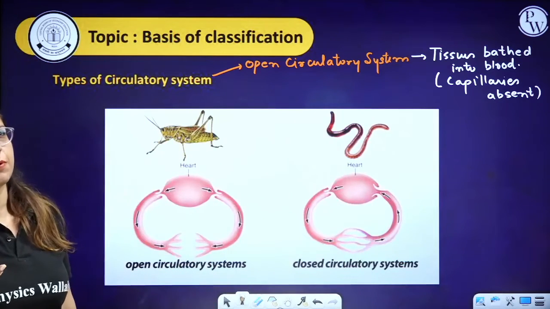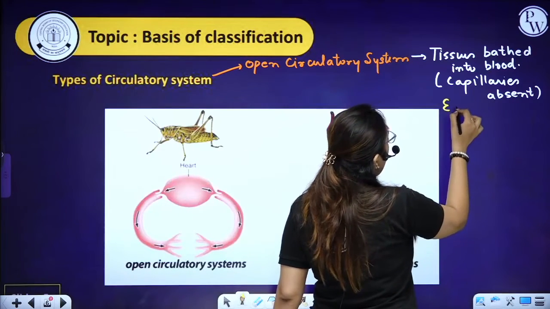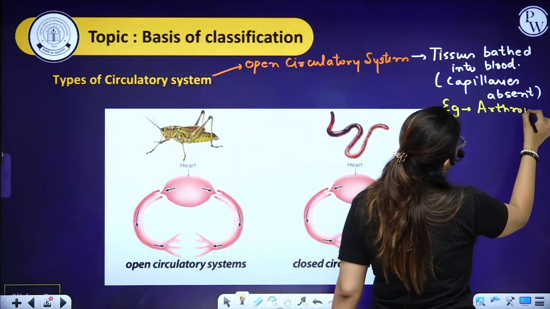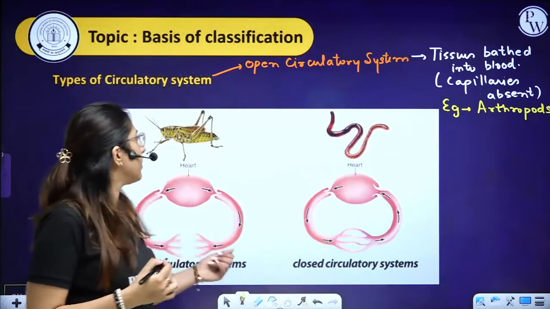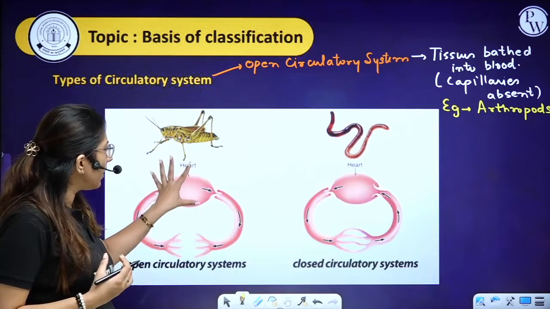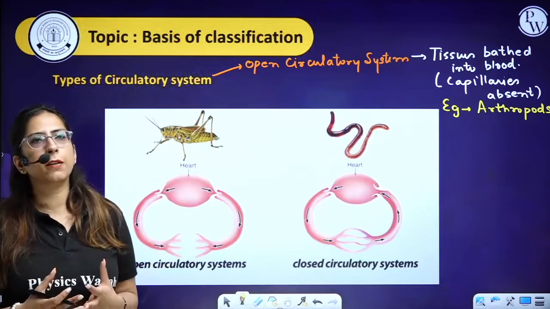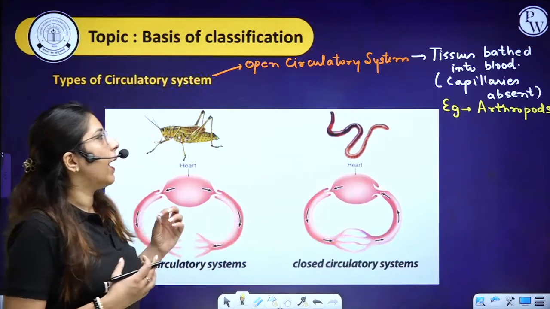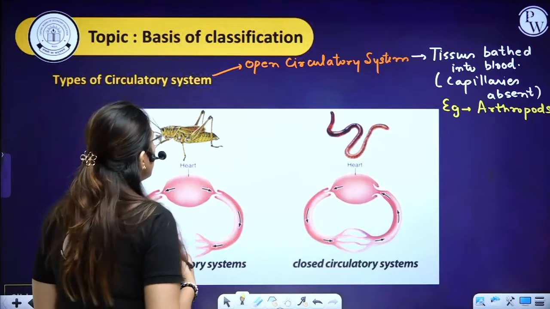A very beautiful example we have is the arthropods. Arthropods, for example your cockroaches. So cockroaches have an open circulatory system. That means once blood is pumped, it enters the body tissues and they are directly supplied. So tissues are directly supplied with oxygen. Capillaries are absent. Clear? Open circulatory system. Now let's talk about the closed circulatory system.